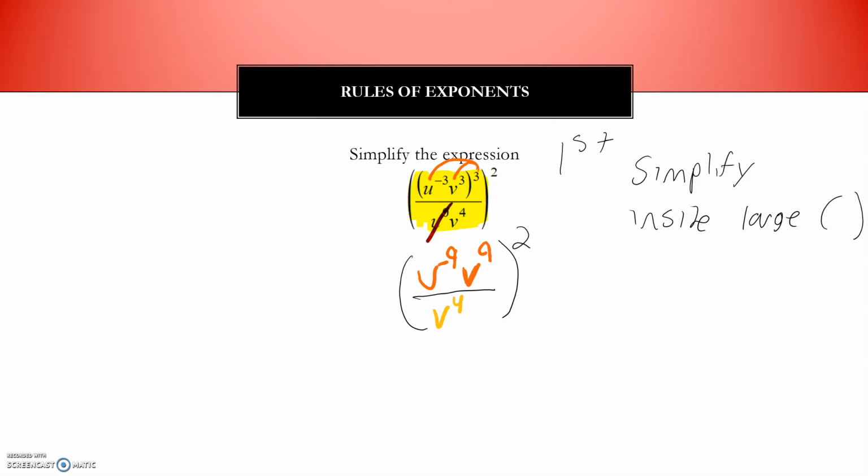Then we're going to keep going with that, and we see that we have a v in numerator and denominator. V to the 9th is going to be bigger than v to the 4th, so we're going to do u to the negative 9. And I know that you want to do something with that, but let's not touch it yet. So then we're going to subtract the 9 minus the 4, so that's going to be v to the 5th and a denominator of 1 for right now. Keep that big parentheses and everything to the second power.